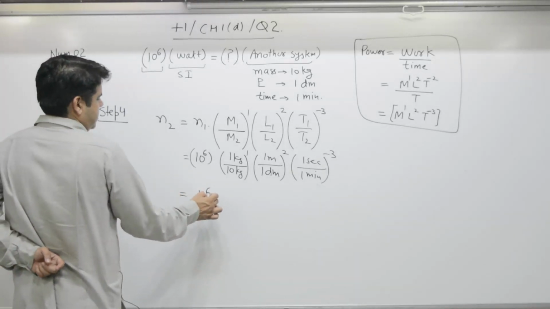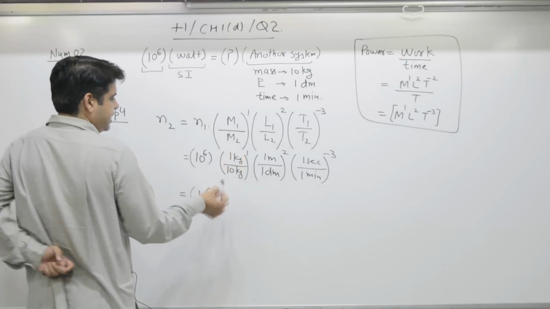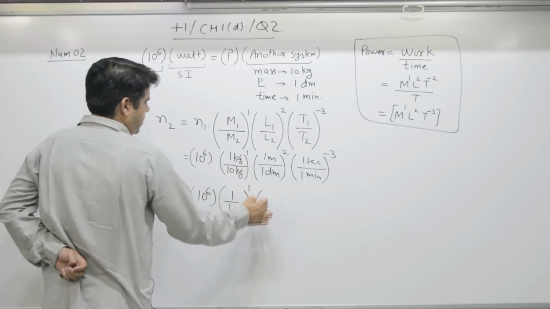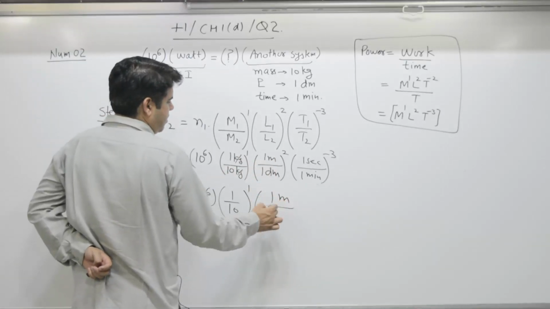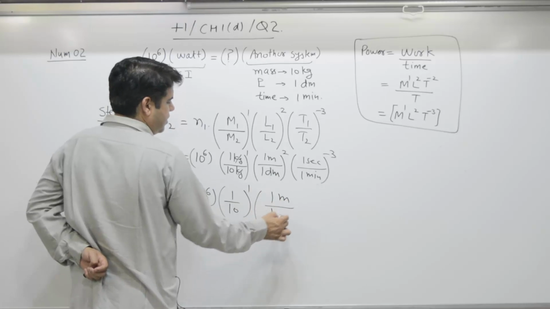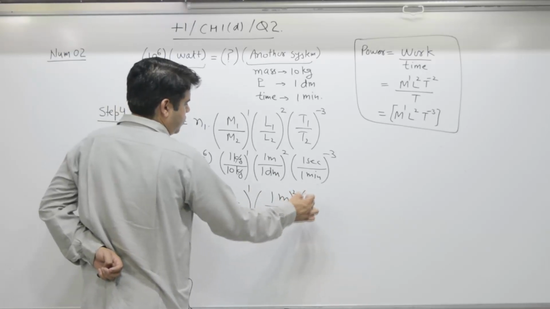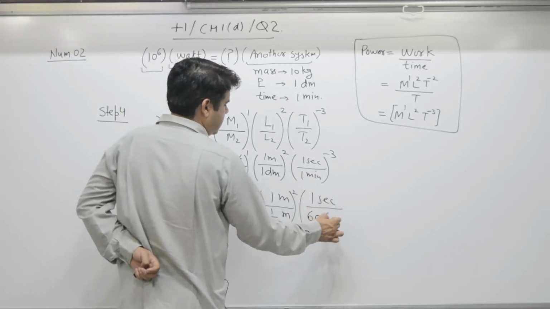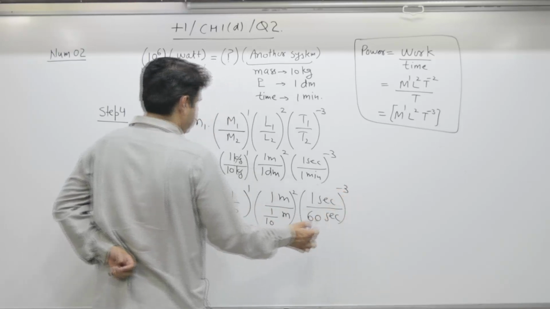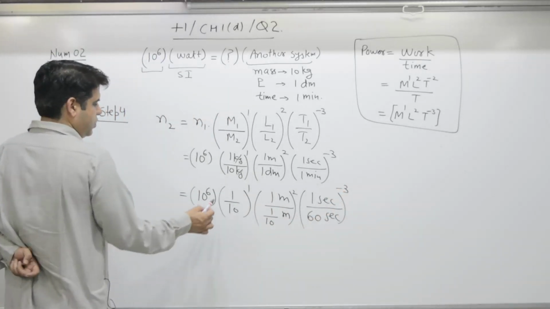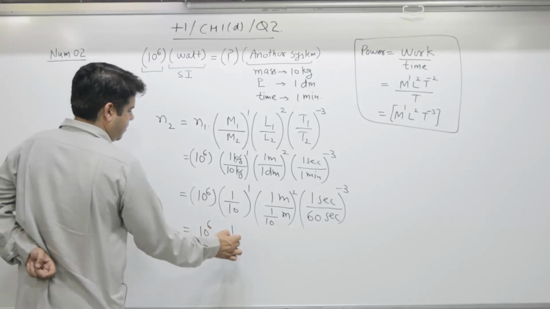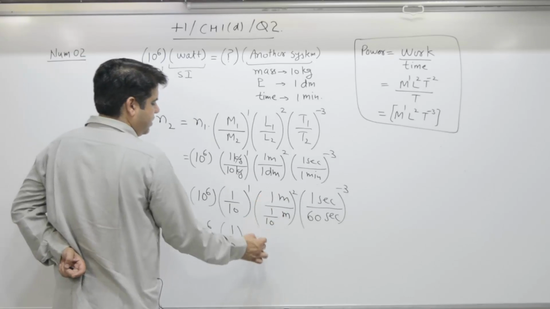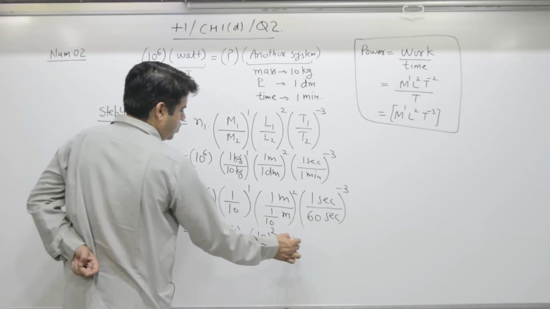10 raised to power 6. 1 kg, 10 kg. This is workable. 1 by 10. Kg, kg cancel. This is 1 meter. 1 decimeter is 1 by 10 meters. Power 2. 1 second. 1 minute is how many seconds? 60 seconds. Per minus 3. So, it is 10 raised to power 6. 1 by 10. 10 ऊपर चला जाएगा. 1 by 10 है. It is 10 the power 2.